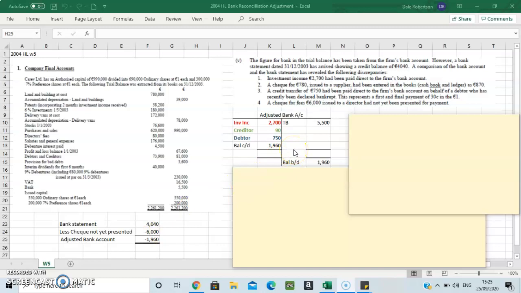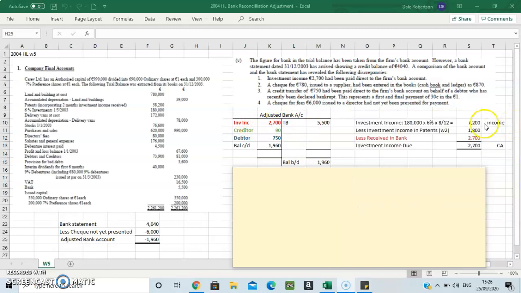Now what we need to do is we need to see what knock-on effects these three errors that we have now adjusted or corrected have. So the first one is about investment income, which we have received, and we were unaware of it. So if we look here, this is our investment income working. The full investment is 180,000 by 6% by 8 over 12, coming from over here, first to the fifth of March, 180,000. And that is an income, that's 7,200.